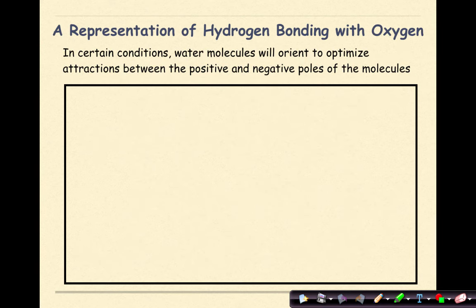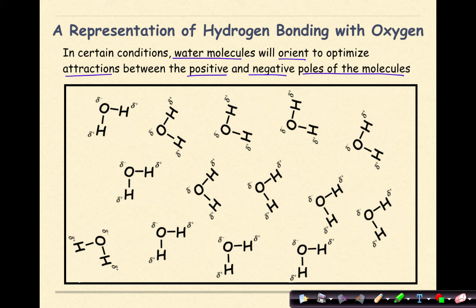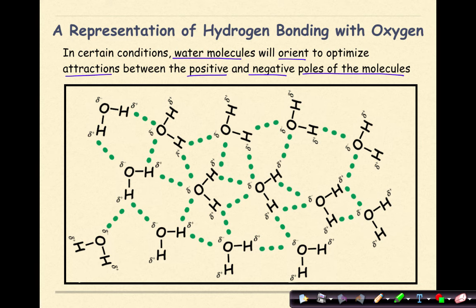A representation of hydrogen bonding with oxygen. In certain conditions, water molecules will orient to optimize attractions between the positive and negative poles of the molecules. So here we have some water molecules, and they have oriented themselves so they can make those connections, those forces of attraction by hydrogen bonding between themselves and form things like liquid water and ice. When we add heat to a situation like this, we break the hydrogen bonding, we break the intermolecular forces, and we create water vapor. But at no point in time was any covalent bond harmed during this process.